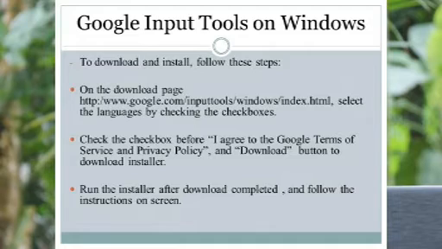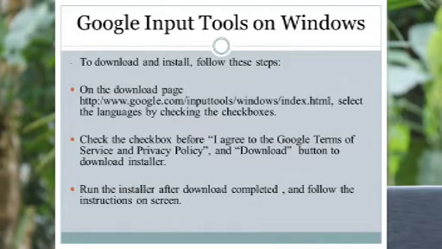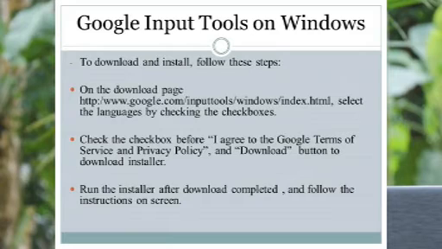Select the language by checking the checkbox. More than one language of input tools can be installed on the same client machine. So at a time we can install more than one language. Check the checkbox, you should read that one: I agree to the Google terms of service and privacy policy, and click the download button to download the installer. Then run the installer after the download is completed and follow the instructions on screen.